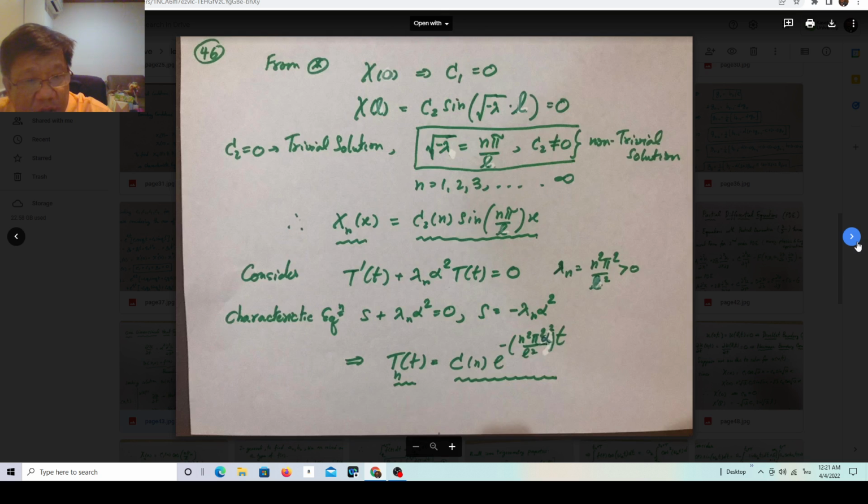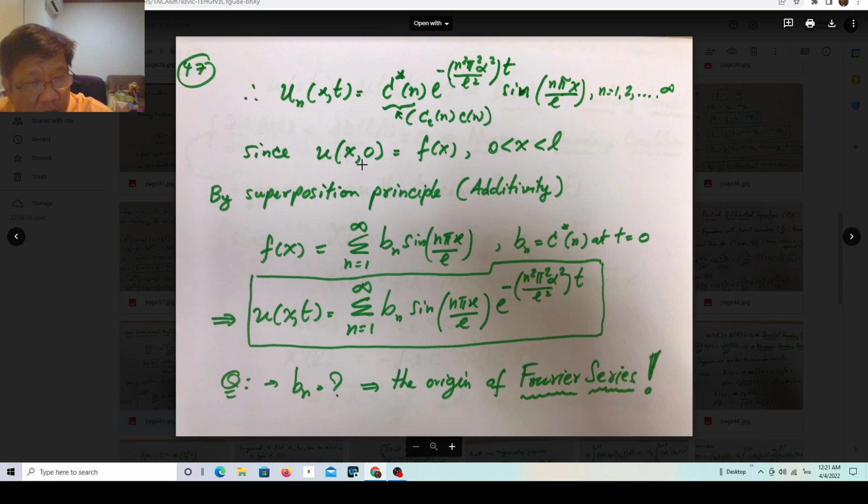Okay, so this one is that we are going to use this boundary condition of u(x, 0) equal to f(x) when x is between 0 and L, by the superposition principle. Let's think about this. You can see that when t is equal to 0, let's look at u_n(x, t) when t is equal to 0. This exponent becomes 1 because it's an exponent of 0. So the only term remaining is the constant term times this sine term.